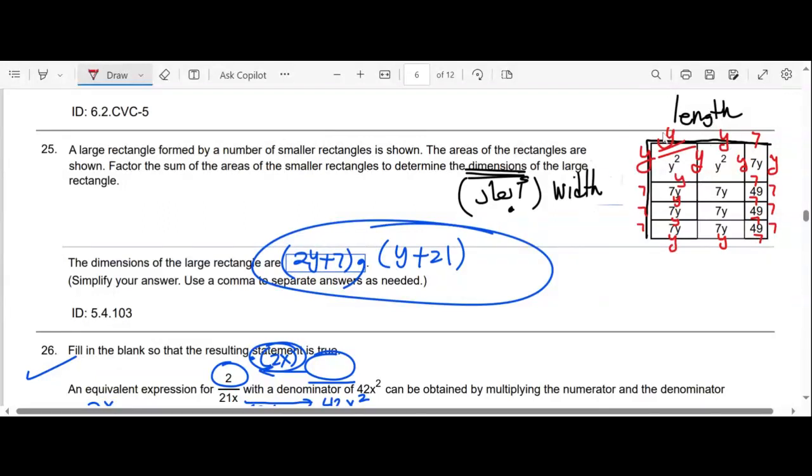What do you think the length will be? It's going to be y plus y, so you have 2y, plus 7. So 2y plus 7. That's the length. Is this clear? And this is y, 7, 7, 7. How many 7s do you have? 3 times 7, 21. So it's going to be y plus 21. So the dimensions: this is the length and this is the width. Clear, inshallah.